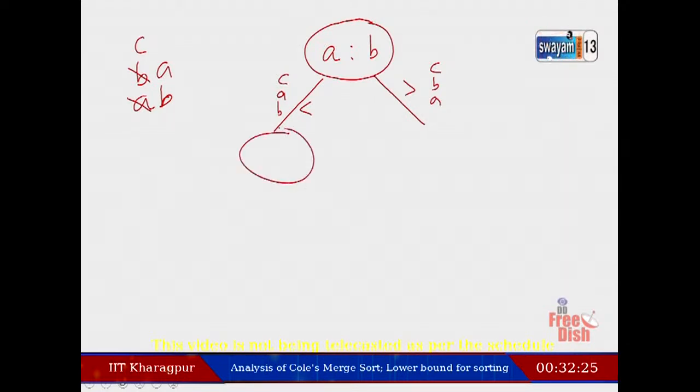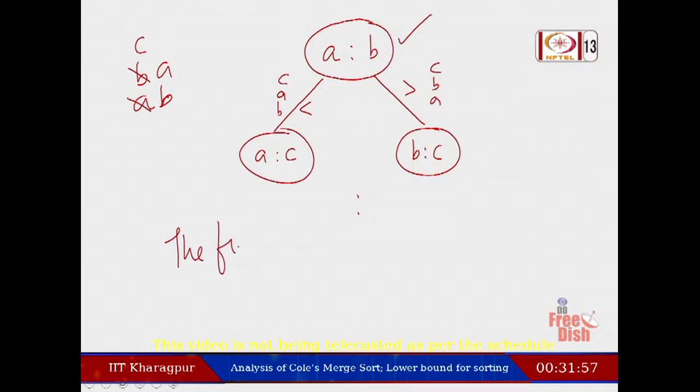So in this case, we will be comparing A with C. In this case, we will be comparing B with C, and so on. We continue to generate the tree. So given a comparison based algorithm, you can draw a decision tree in this manner. In particular, what you have to observe here is that the first comparison to be performed is hard coded in the algorithm.